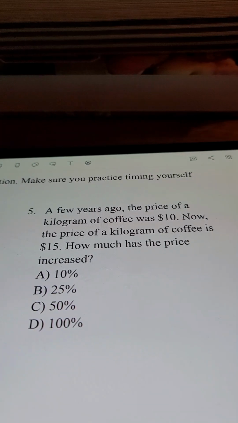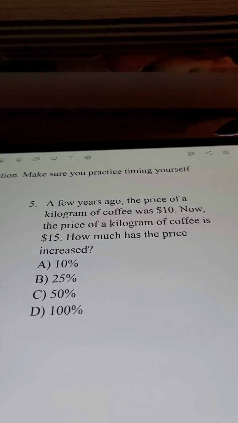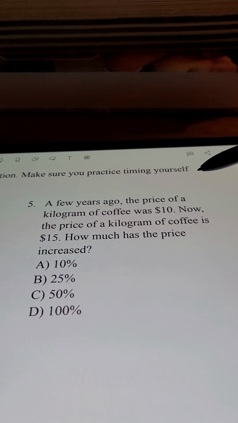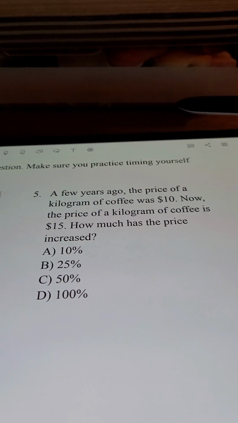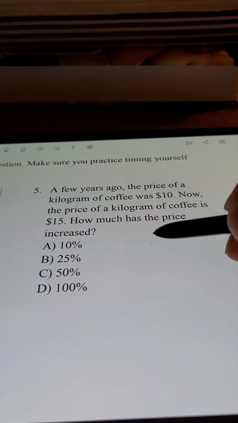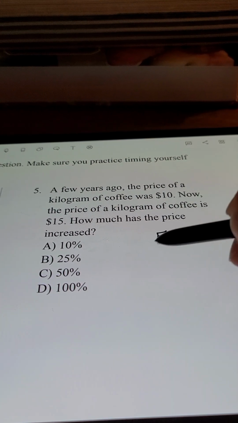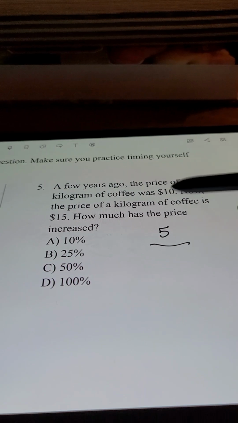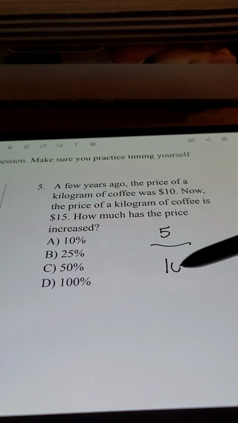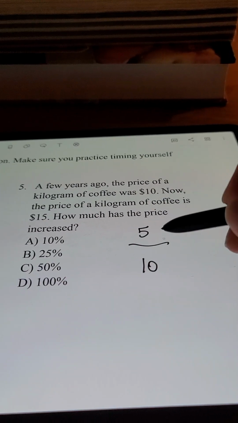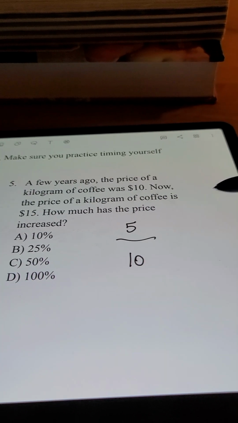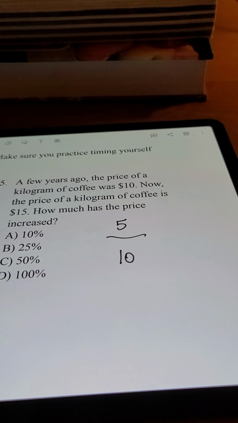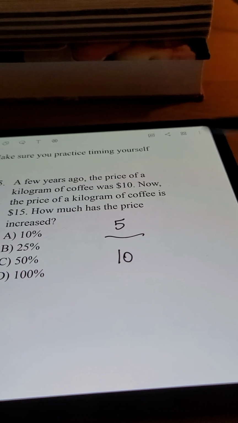Okay, it says a few years ago, the price of a kilogram of coffee was $10. Now the price of a kilogram of coffee is $15. How much has the price increased? Okay, so it went from $10 to $15. So the change is going to be 5. So the change over the original price, which is 10. So you could do two things for percent change, which is what this is. You also sometimes refer to it as percent increase, percent decrease, same exact thing.